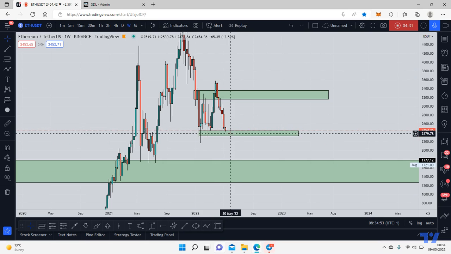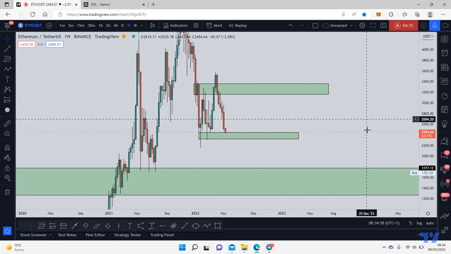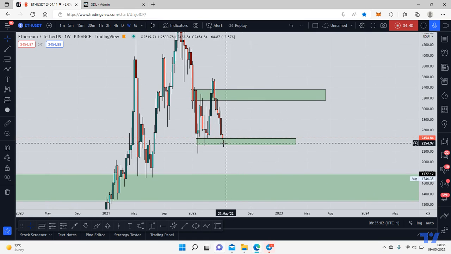What we have from a weekly time frame, the market's testing demand. We have a bearish impulse. We have a huge bearish momentum. And we do expect a corrective move.